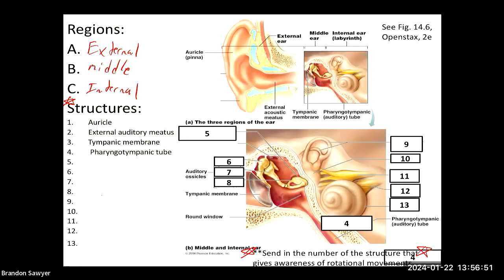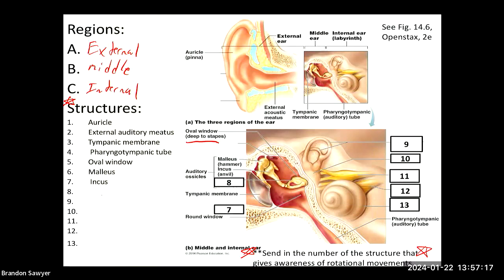Number 3, 4, we've got that pharyngotympanic tube. Just to help you with that word, the pharynx is your throat, and the tympanic cavity is your middle ear. So it's just the tube connecting those two spots. Pharyngotympanic tube. Number 5 is the oval window. This is the beginning of the internal ear, and the stapes connects right to it. Then we have the bones: the malleus, the incus, and the stapes.